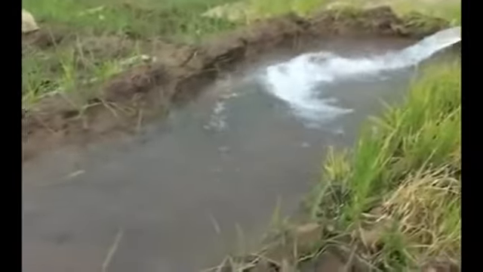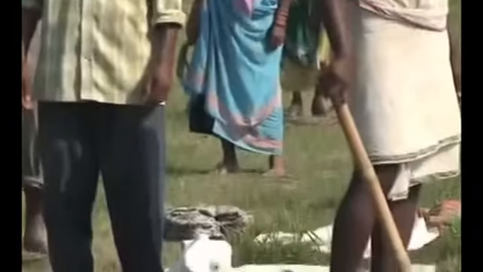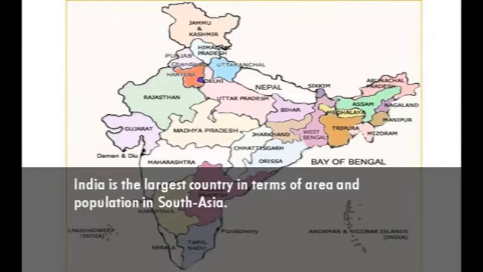Water resources of India. Location of a country is a key to its identity. It determines the important aspects like climate, vegetation, agriculture, resources, etc. India is the largest country in terms of area and population in South Asia.